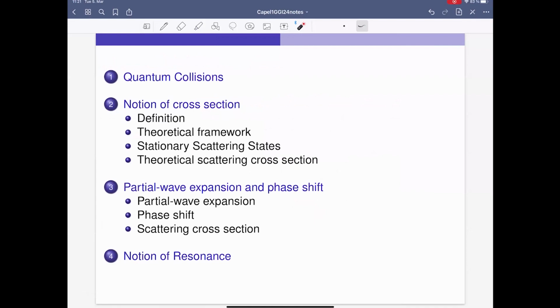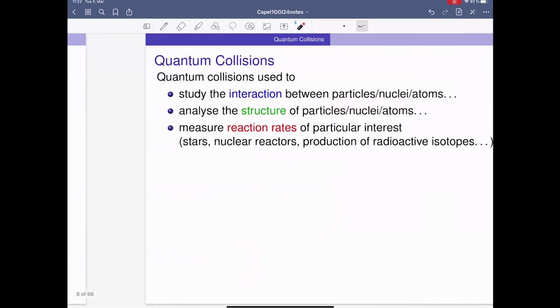So the class today will start with the notion of quantum collision, notion of cross sections. This is something that you probably have seen in quantum mechanics during your undergrad studies. Then we'll see how to solve that with the partial wave expansion. And if time allows, once again, we'll see the notion of resonance.